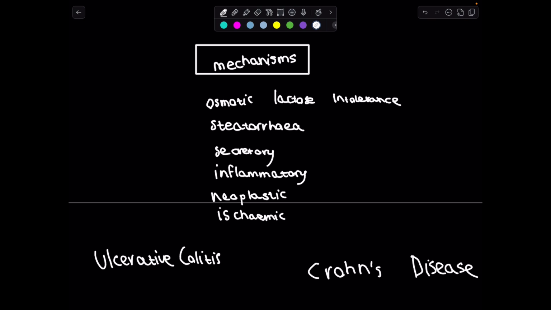I don't understand the difference between this granuloma versus non-granuloma, and I don't understand this discontinuous versus continuous.